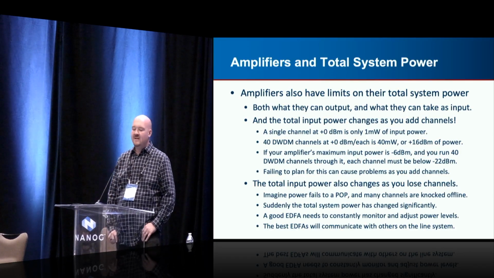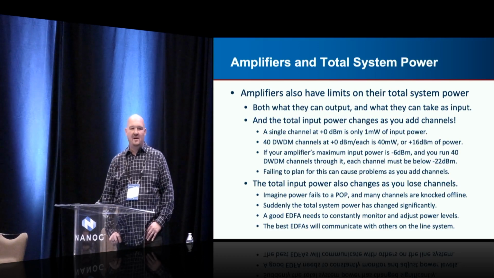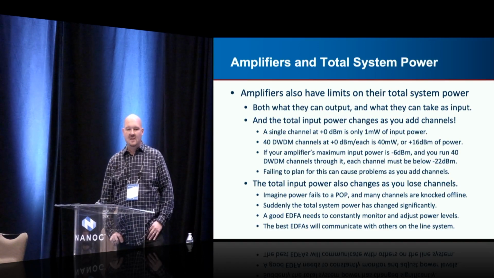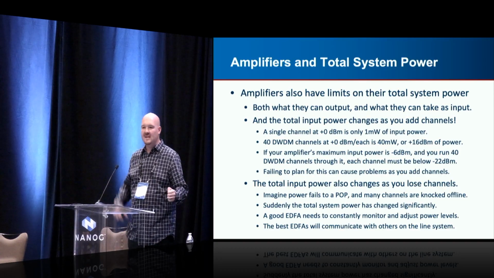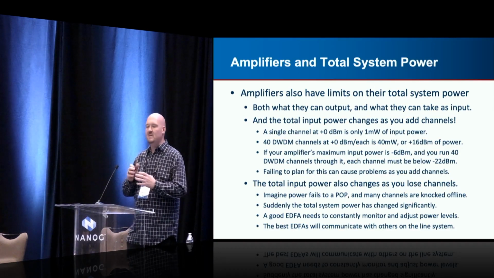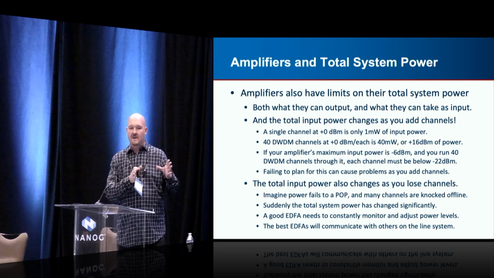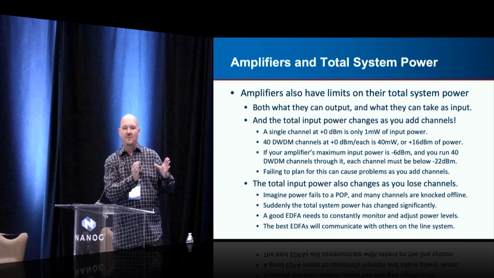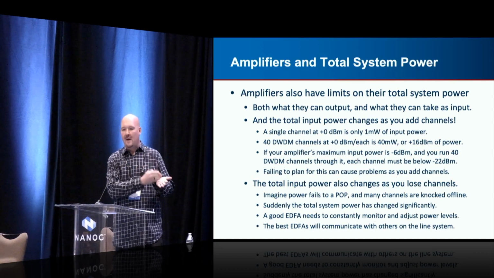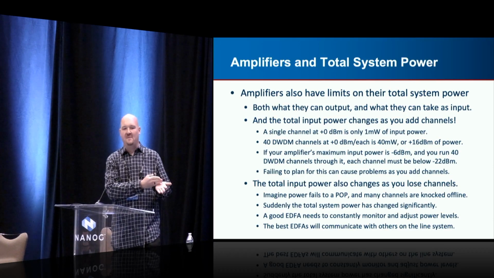So if your amplifier's max input power is -6 dBm, and you run all 40 channels, the signal has to be -22 before you can amplify it. And if it gets any brighter than that, you would saturate the amp. So if you want high channel count systems, you are automatically forced into low powers, waiting for your EDFA power to get low before you amplify.